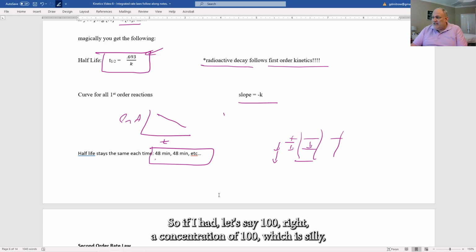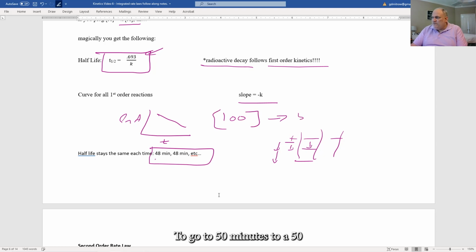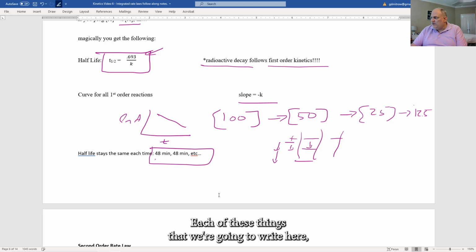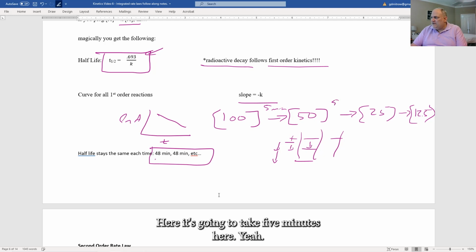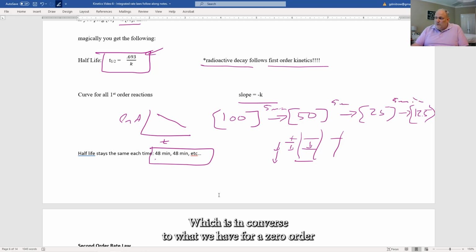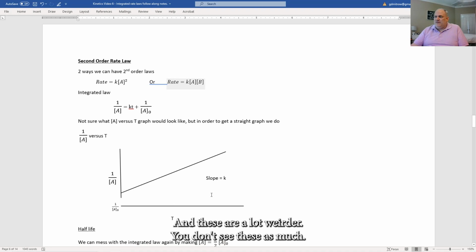So if I had, let's say, a concentration of 100, which is silly, to go to 50, and then to 25, and then to 12.5, each of these concentrations would take the same amount of time. So if it took 5 minutes here, it's going to take 5 minutes here, and 5 minutes here. Which is in contrast to what we had for zero order, where each time the half-life would get shorter time-wise. Let's go to second order, and these are a lot weirder.